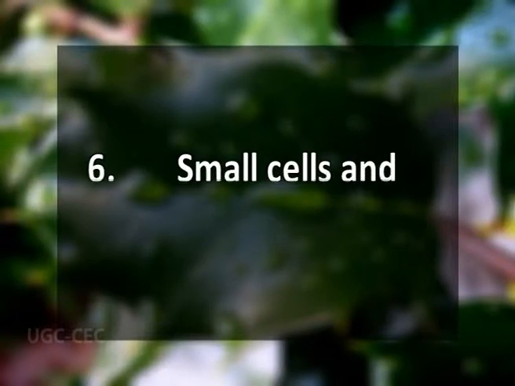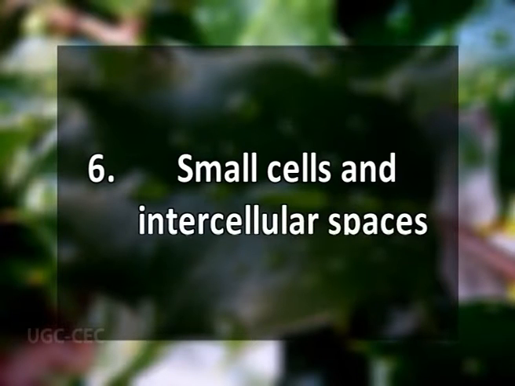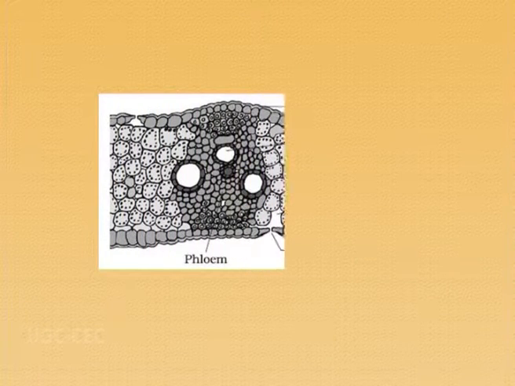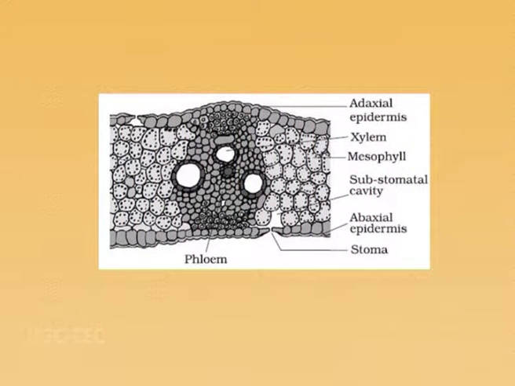Dear students, one more important anatomical adaptation seen in leaves which adapt to water stress is the occurrence of small cells and small intercellular spaces. The mesophyll cells of non-succulent xerophytes are small sized with little or no intercellular spaces, which help in minimizing water loss during water stress.